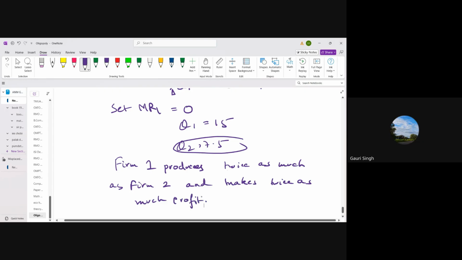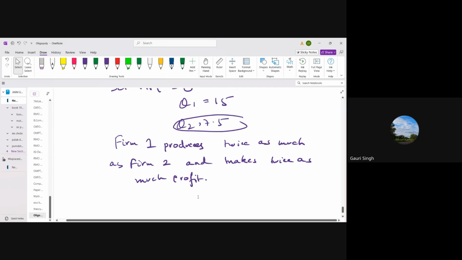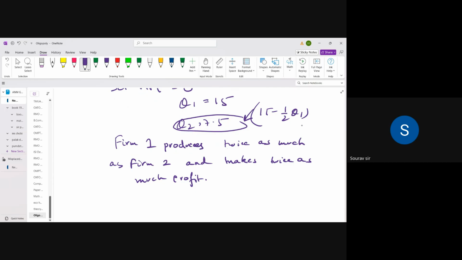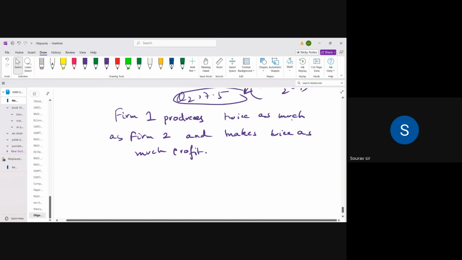From where are we getting the Q2 value? From firm 2's reaction curve. I have already mentioned it, 15 minus half of Q1. So if you put the value, you get 7.5. So firm 1 produces twice as much as firm 2 and makes twice as much profit.